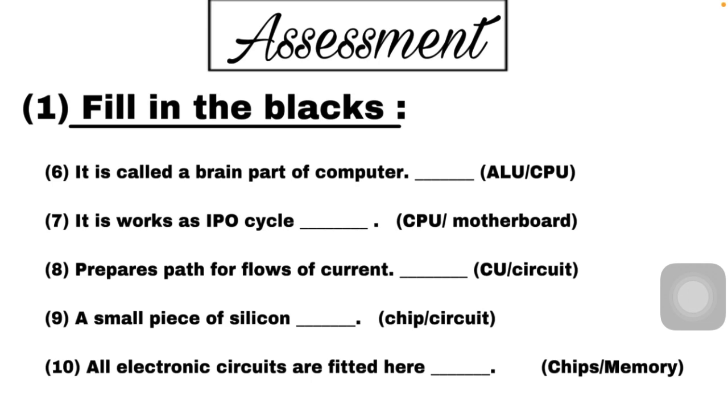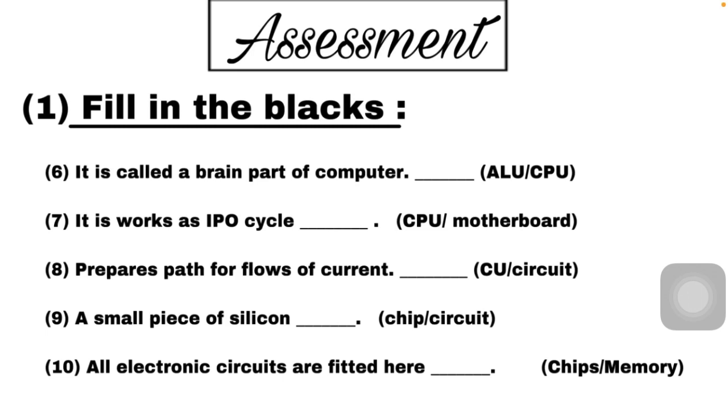Now eighth one, prepare path for flow of current. So who prepares the path for flow of current? That is a circuit, because control unit only manages the different types of processing work and the circuit mainly works for giving a path for flow of current. So circuit is our answer of eighth one. Now ninth one, a small piece of silicon. A small piece of silicon is called a chip.